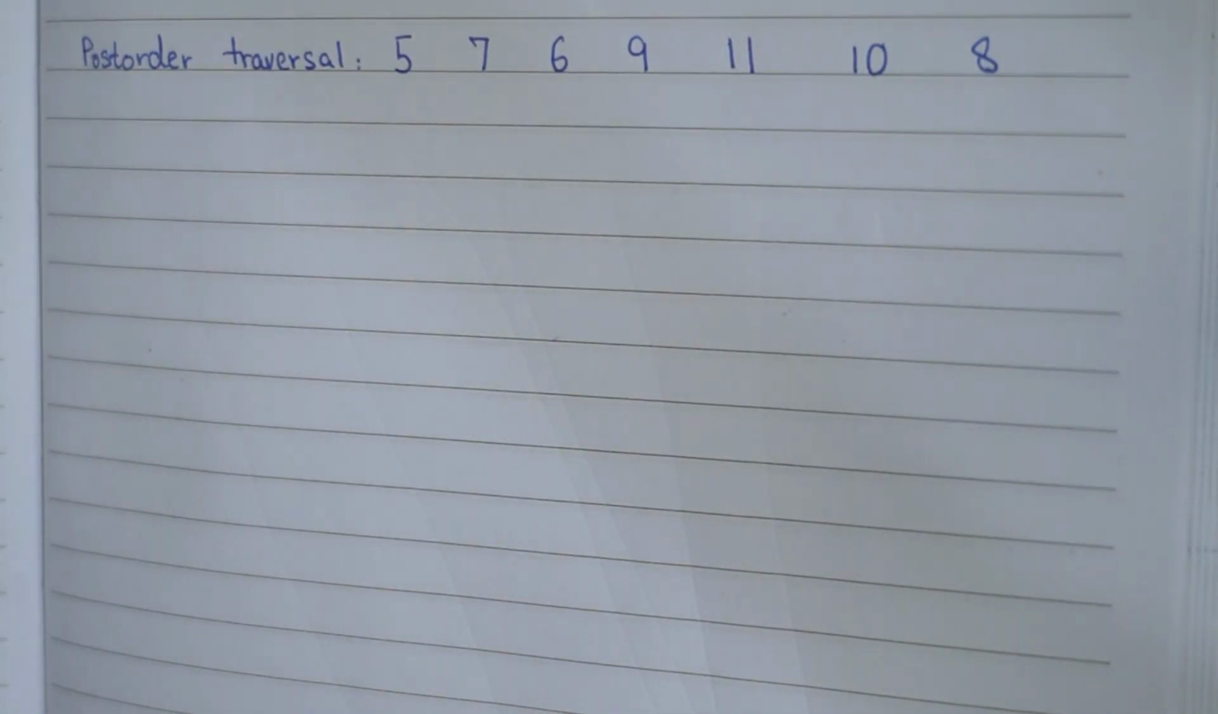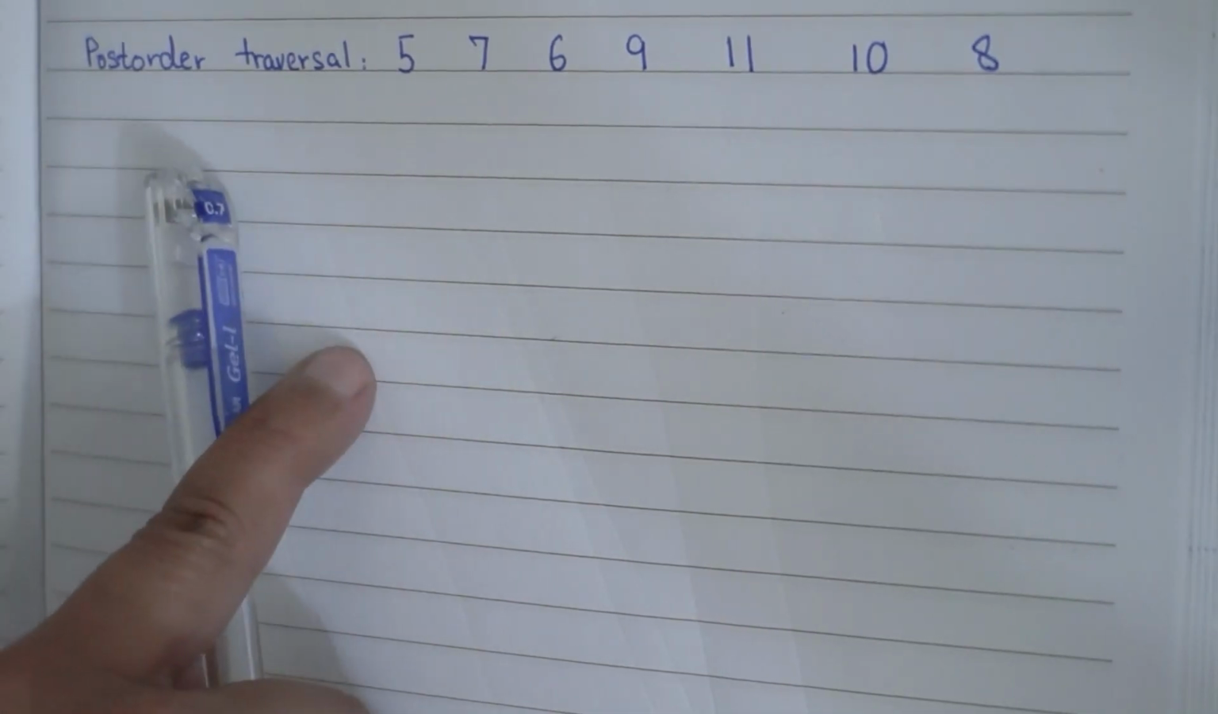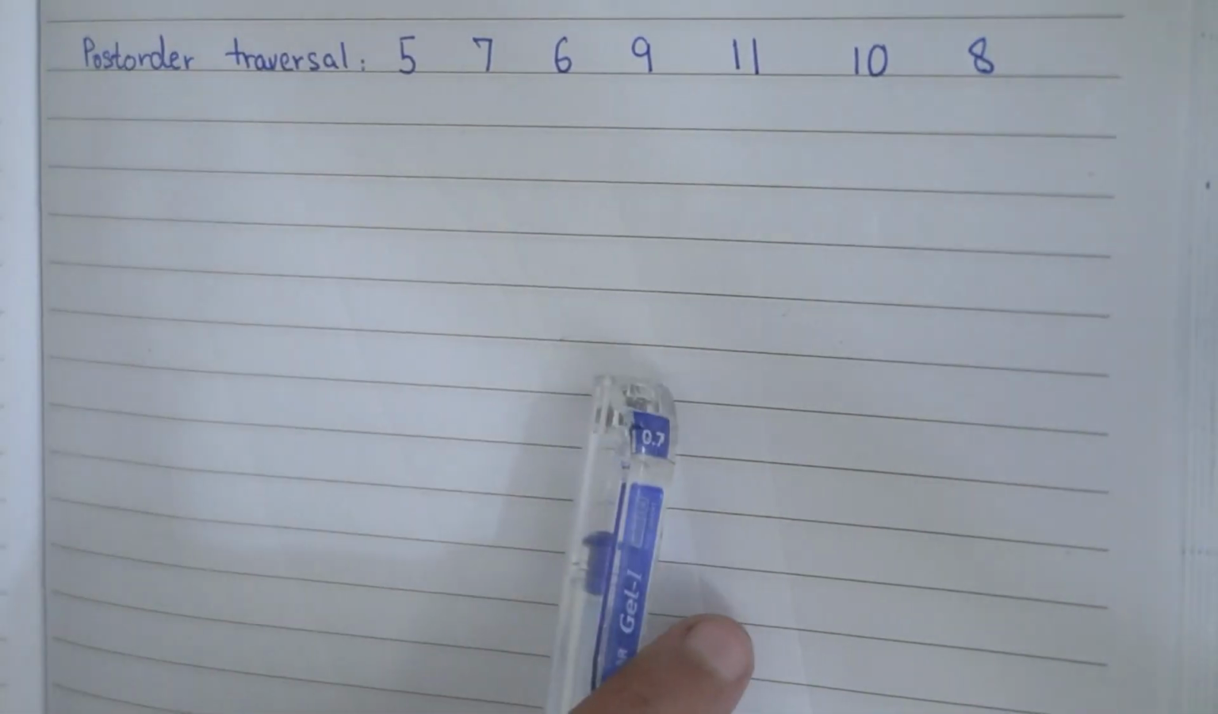In this video we are going to learn how to construct a binary tree from the post-order traversal. Binary trees are fundamental data structures used in computer science, and post-order traversal is one of the methods for visiting the nodes of the tree. Here, as you can see, the post-order traversal is given and we have to make the binary tree from it.